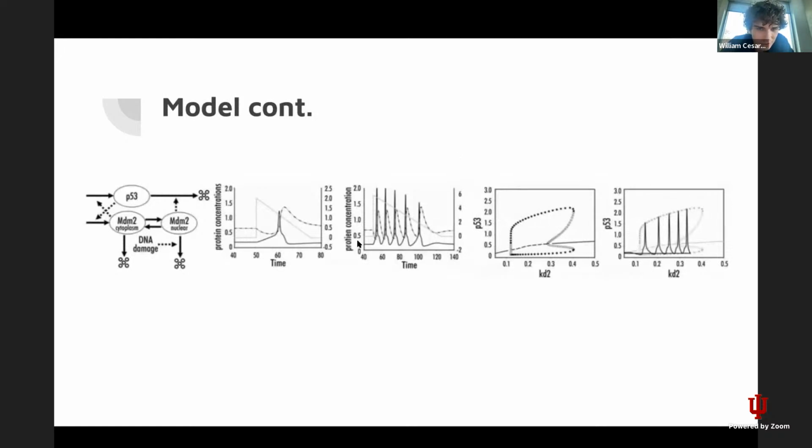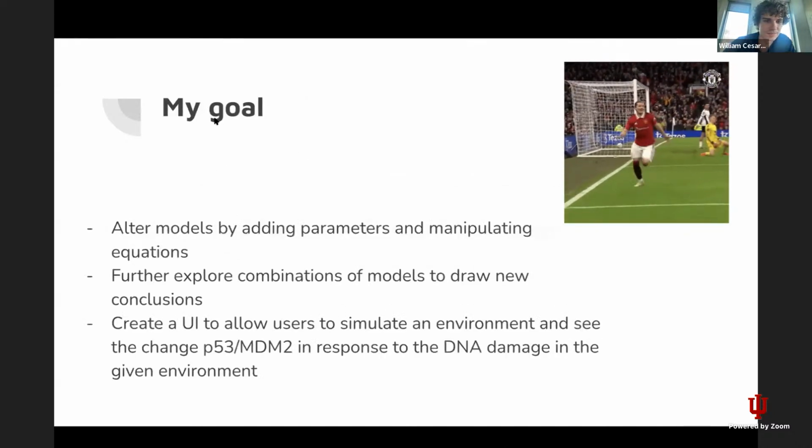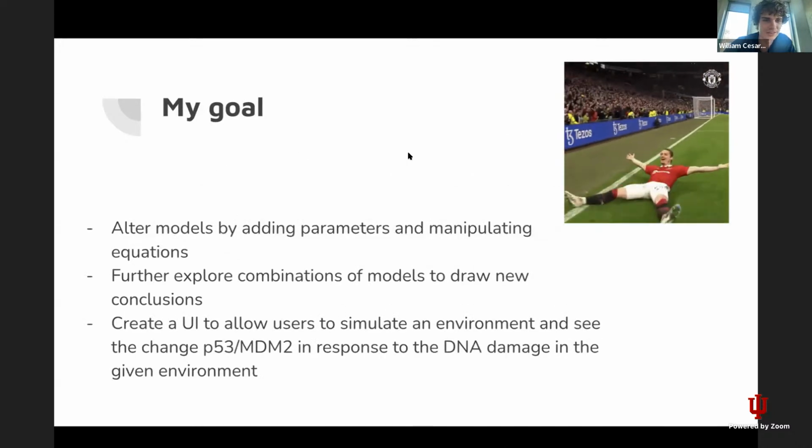This was just showing the oscillations. I've got to be honest, I don't understand these fully because I don't know what KD2 is yet. But I'm going to move on.